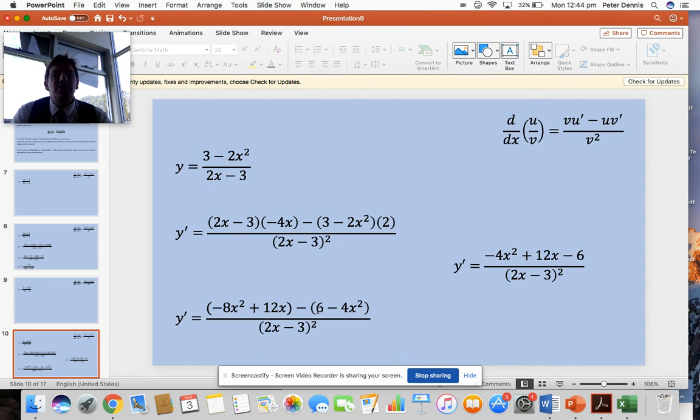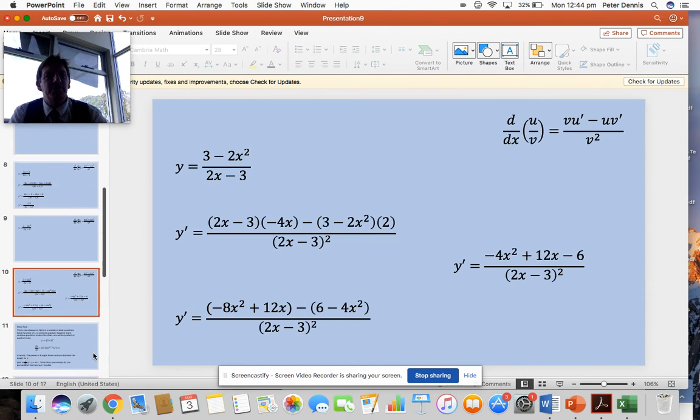So again, once you get to this, it's a bit tricky here with this minus on the top. So you've just got to be careful there, and show your working. If you show your working, you'll probably get it right.